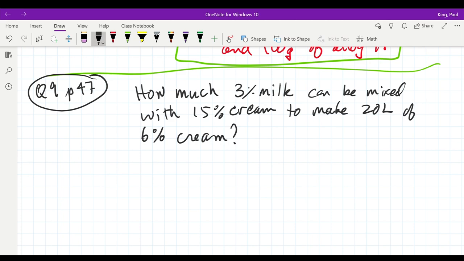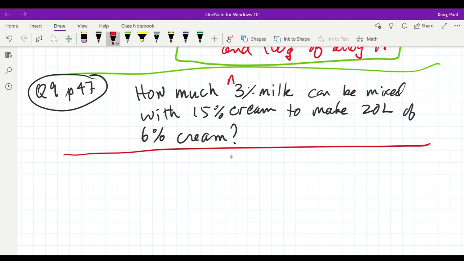6% is kind of like a light half and half, but I've known them on packaging to be 5% cream. But anyway, let's see what we can do with this. Well, we need 20 liters, so I'm going to call this milk A, and this cream B. Okay, so I'm just going to let them be A and B.